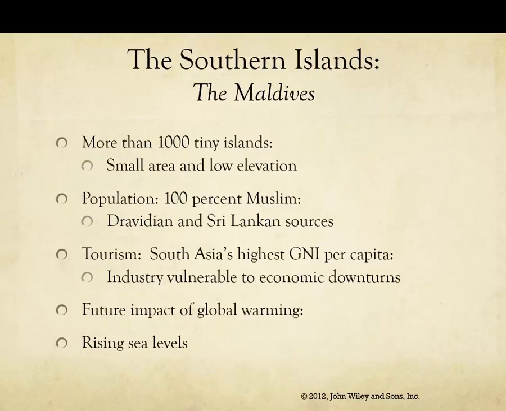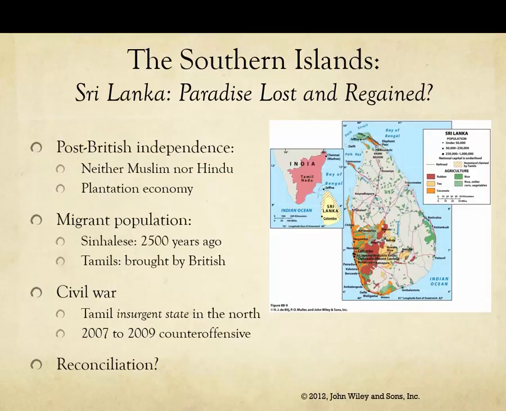The southern islands consist of the Maldives, more than 1,000 tiny islands whose population is almost 100% Muslim. This is a tourist mecca, but its low elevation makes it worrisome for future impacts of global warming. Finally, we have Sri Lanka, which achieved independence from the British in 1948, and the majority of its population are Buddhists. Commercial agriculture dominates the economy here. The Tamils, brought by the British, have been fighting exclusion, and a civil war broke out in 1983. There still has not been a resolution to the infighting. That's it for South Asia. We move next to East Asia, where we'll look at China, Mongolia, North and South Korea, and Japan.